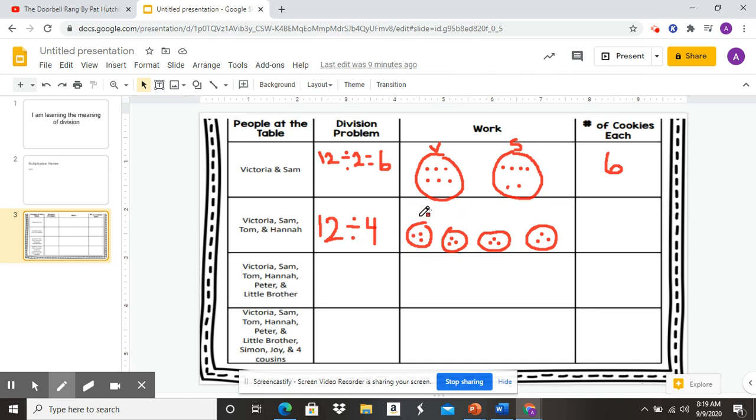So if I share 12 cookies with 4 people, how many do they each get? 1, 2, and 3. They just get 3 cookies now, okay? So let's go back to the story and see what happens because I think we're going to add some more people.